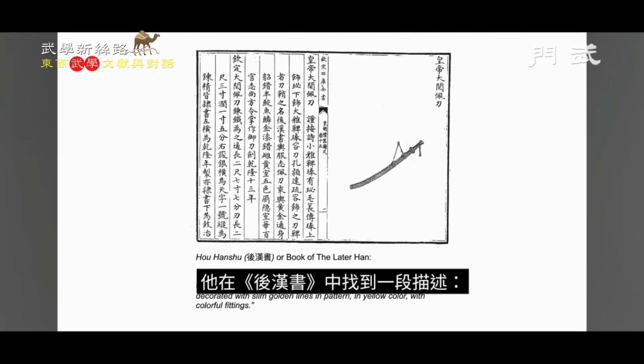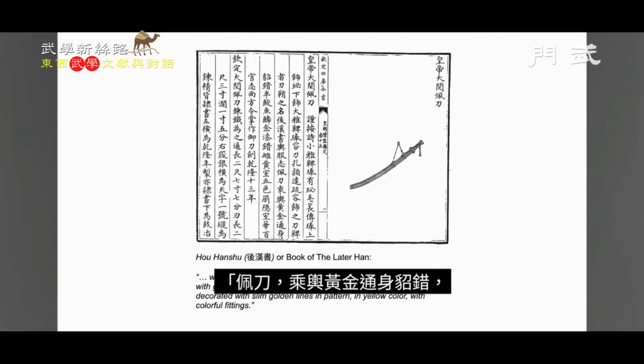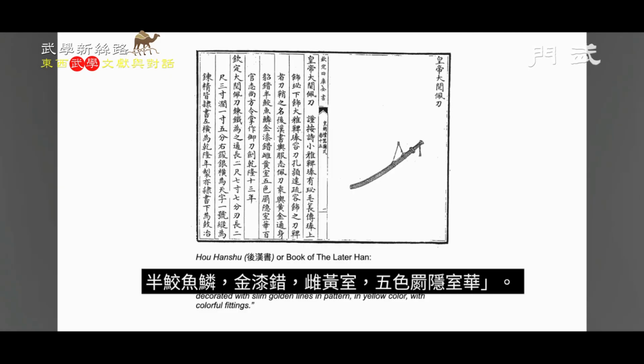So what he found was this reference in the Book of Later Han, the Hou Hanshu. Wearing peidao when on a vehicle, the blade is widely decorated with gold inlaid patterns. The scabbard is half covered with ray skin, decorated with slim golden lines in pattern in yellow color with colorful fittings.